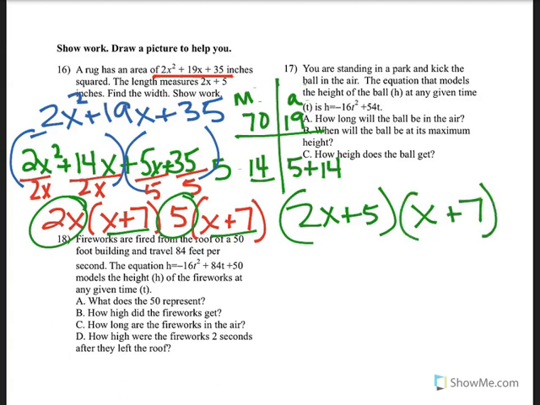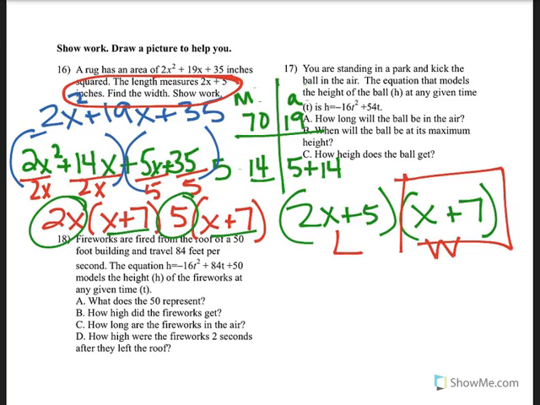So you have to look in the problem and figure out, if it tells you that the length is 2x plus 5, it gives you the length. So I already knew this was the length. What they don't give you is your width. So the other factor that's not listed up here that was not originally in my problem is x plus 7. So I know that this is going to be my answer. So that's going to be the width.